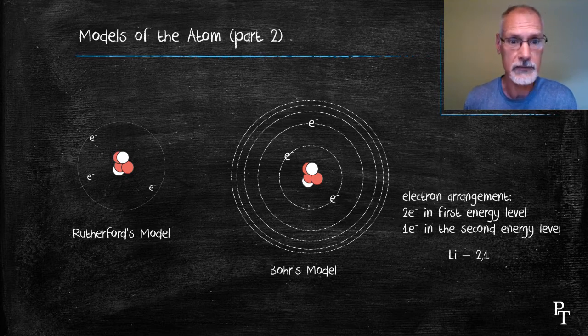Now this isn't the end of how the electrons are arranged. We still have one more model to go, that of the quantum mechanical model of the atom. That'll be in the next program.